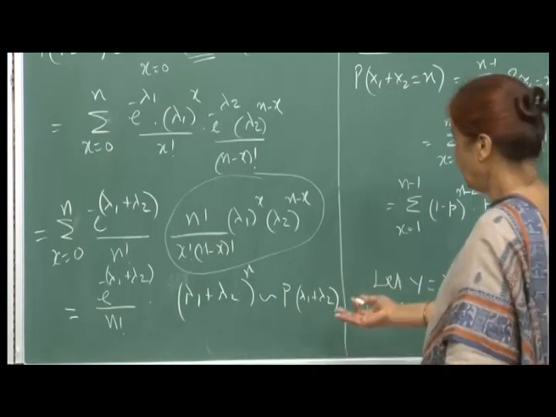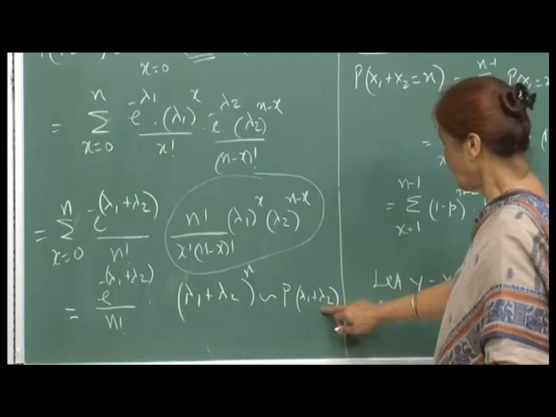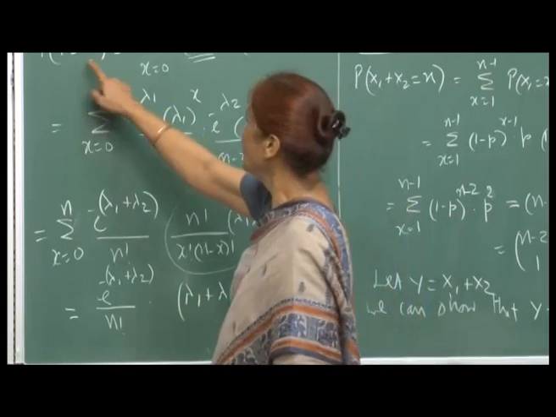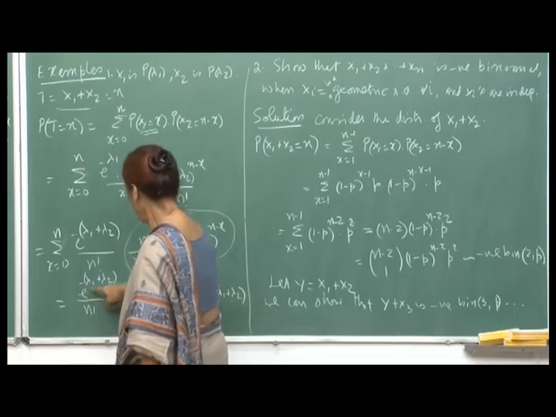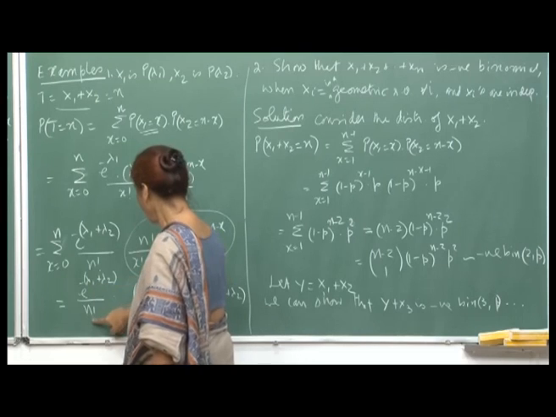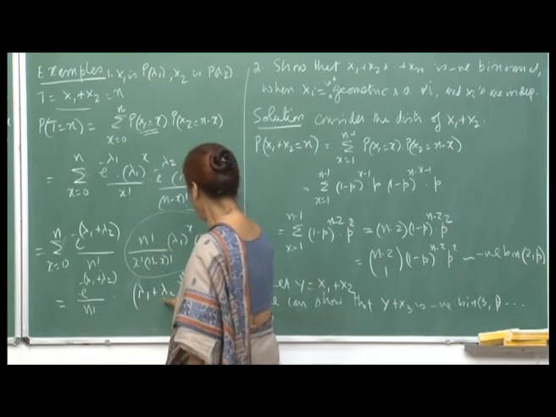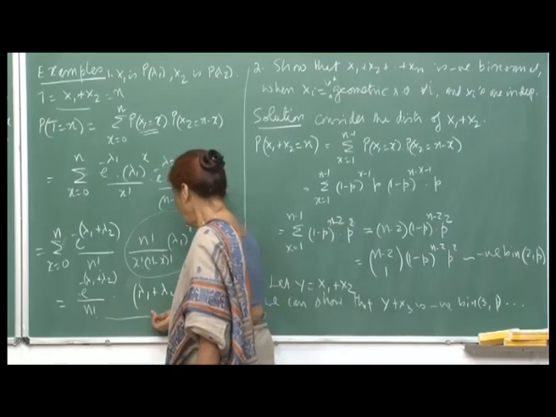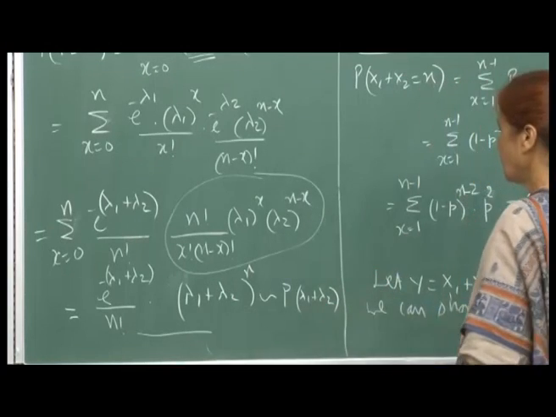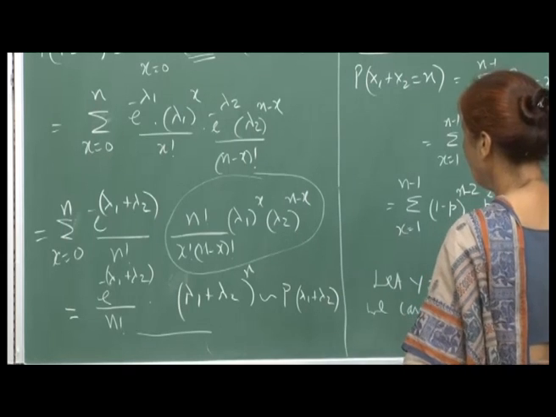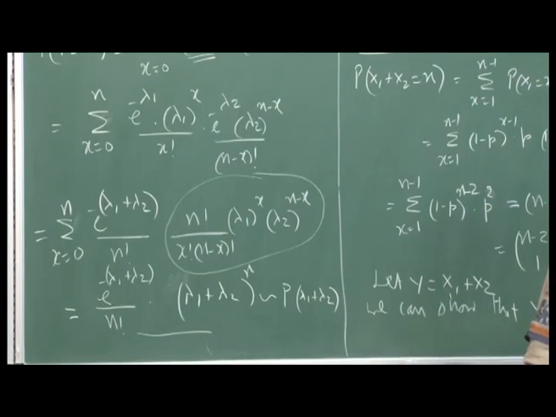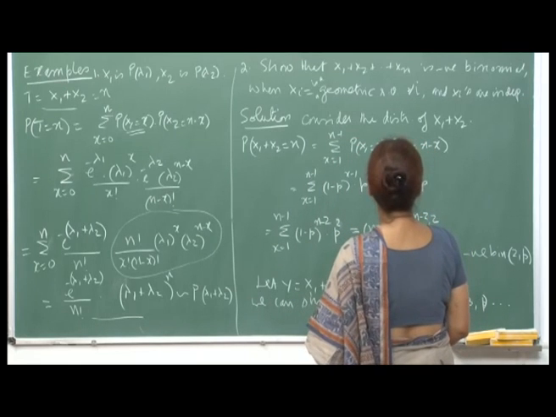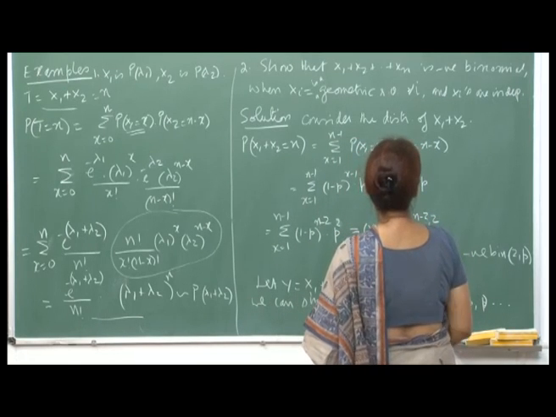And so this will be Poisson with the parameter lambda 1 plus lambda 2. This is probability T equal to n, therefore e raised to minus lambda 1 plus lambda 2 divided by n factorial times lambda 1 plus lambda 2 raised to n. So you can immediately conclude that this is Poisson with parameter lambda 1 plus lambda 2. Another example: I want you to show that X1 plus X2 plus ... plus Xn is negative binomial.